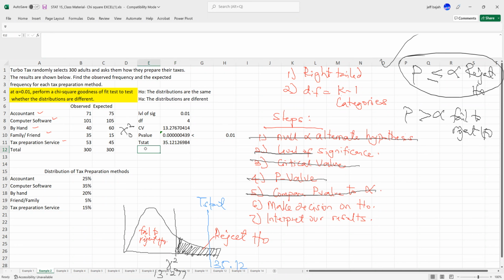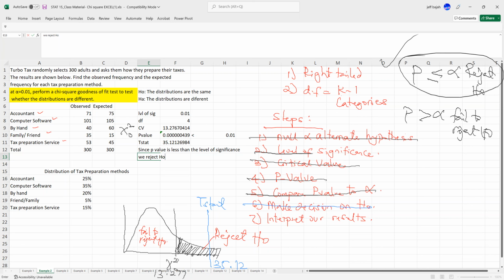So we can say, for example, since p-value is less than the level of significance, we reject H sub O, right? So we've done the sixth part. So that's one way to do it. Another way to do it is to state what happened here, right?